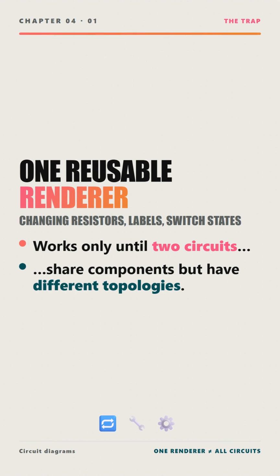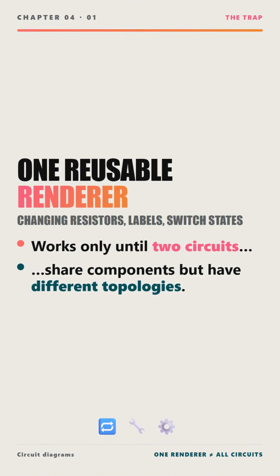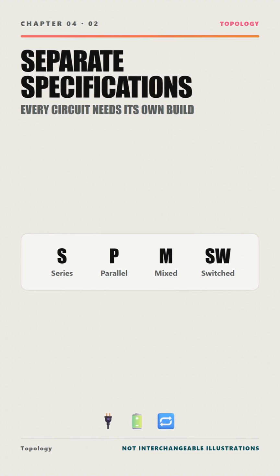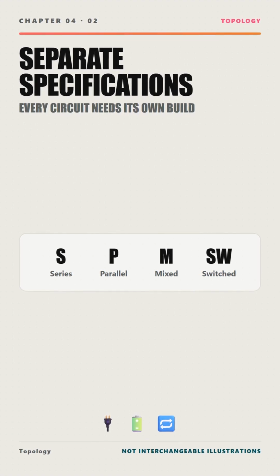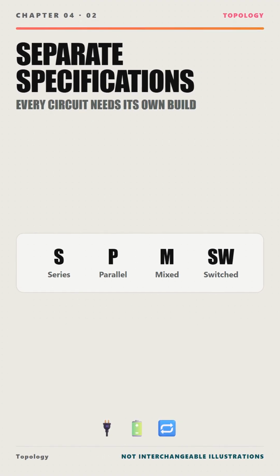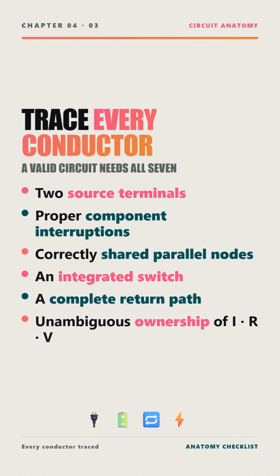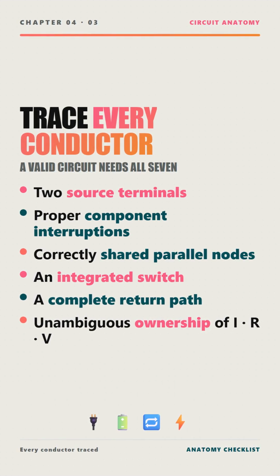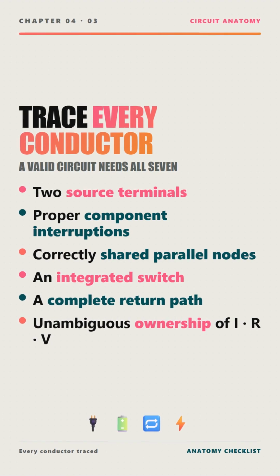Some assessment defects look visual or technical, but they alter the academic meaning of the task. Circuit diagrams are actually a good example. It is tempting to build one reusable renderer and simply change the number of resistors, labels or switch states when you're doing a project like this. That works only until two circuits contain similar components but have different electrical topologies.